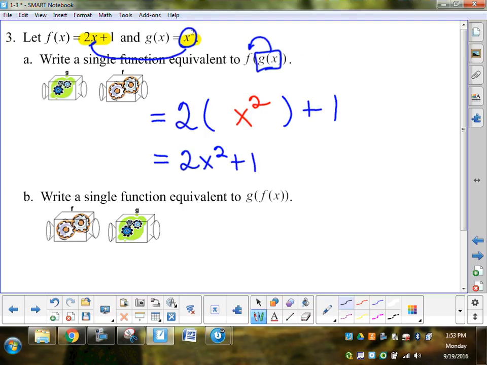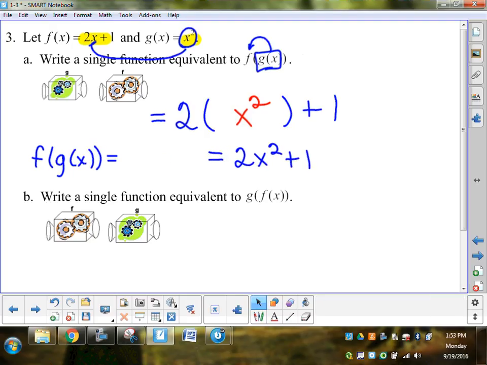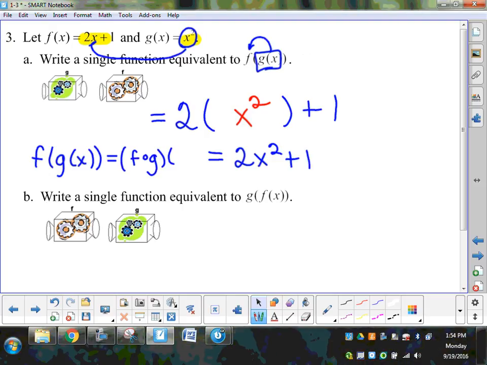Perfect. Now, there's 2 ways that you could give this. You could say f parentheses g parentheses x, or you could also give it out as f of g of x. They both mean the same thing. You take one and you insert it into the other. Questions on that one? Let's try going the other way.